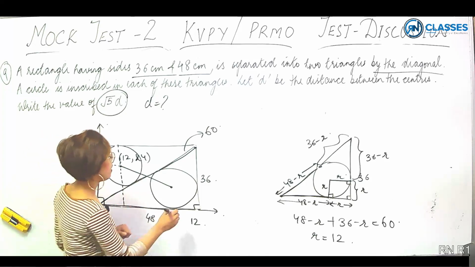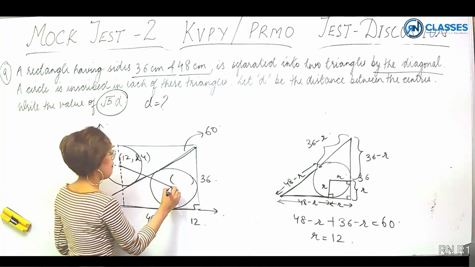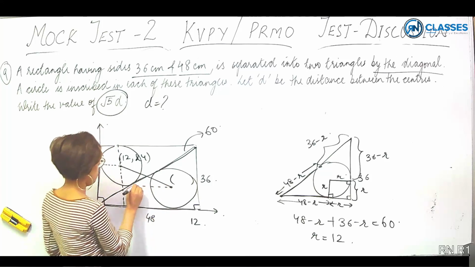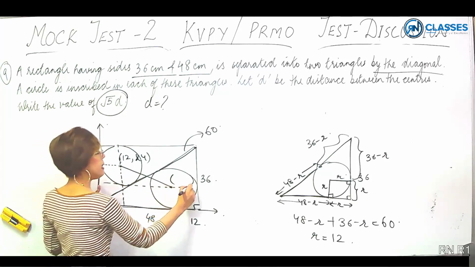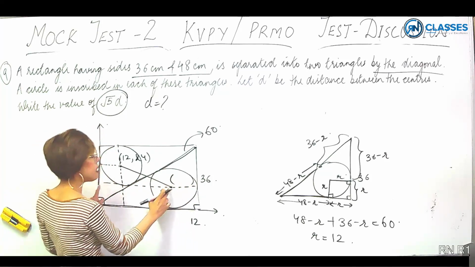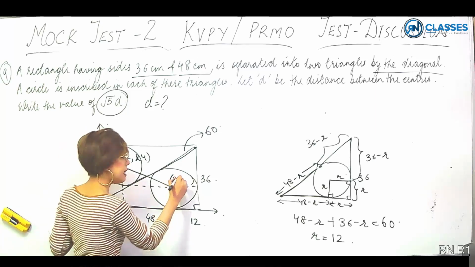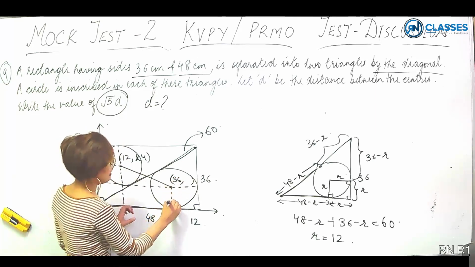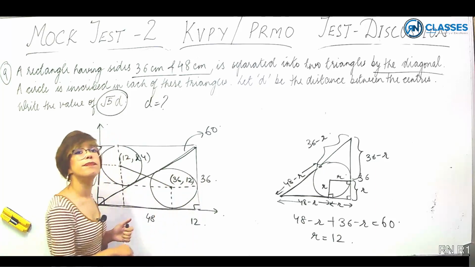Right? Now, let's come back to the coordinates of this point. So, if I drop a perpendicular from here, I need this length. Now, this entire length is 48. This is 12. This is 48 minus 12, which is 36, comma. Now, obviously this length is 12. So, this is 12. Right?